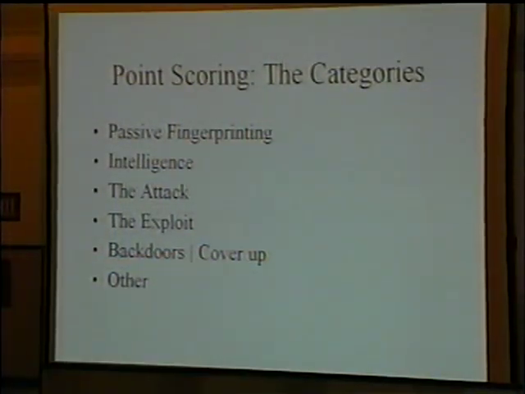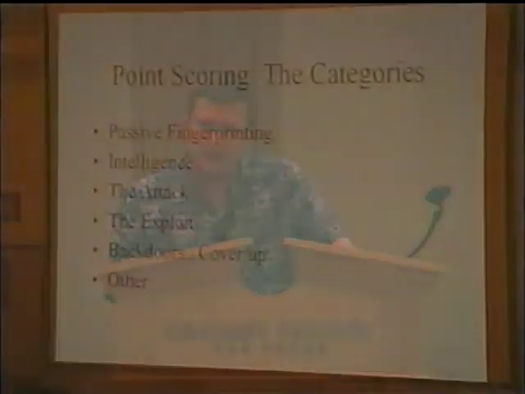I have some categories that I used. I did passive OS fingerprinting, or fingerprinting. I got a lot of flak about that. I think the source operating system can tell a lot about the user who used it. I've had all kinds of arguments that go against that and for that, so I just decided to keep it. Intelligence gathering. Certain types of intelligence gathering are more advanced than other types of intelligence gathering, so I added that in as well. The attack.